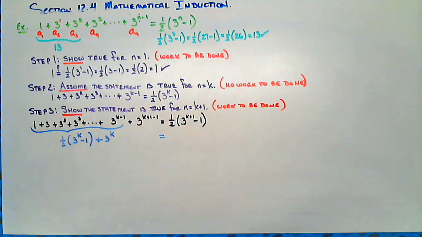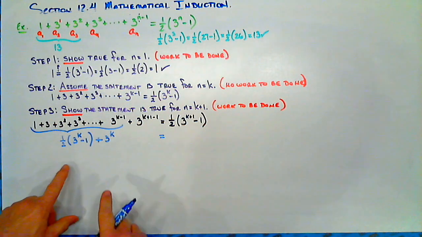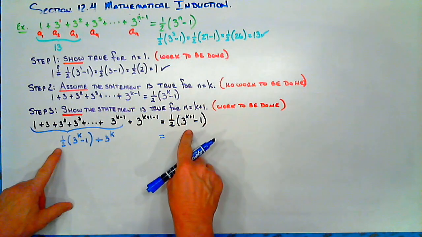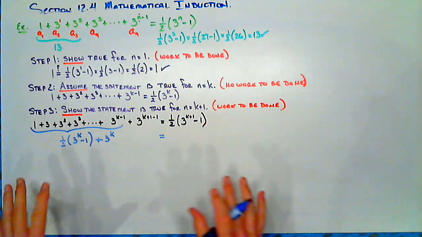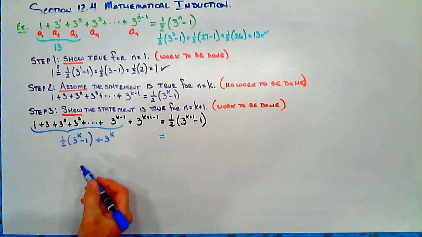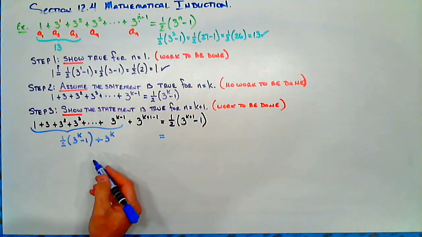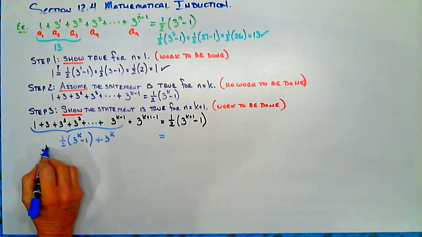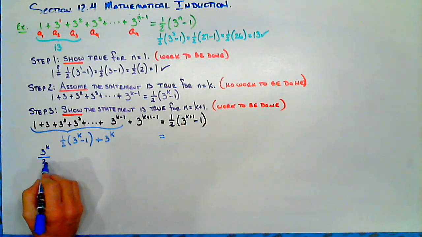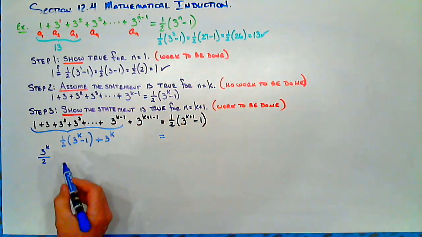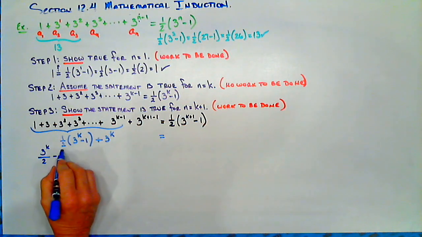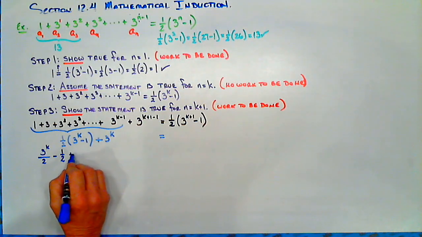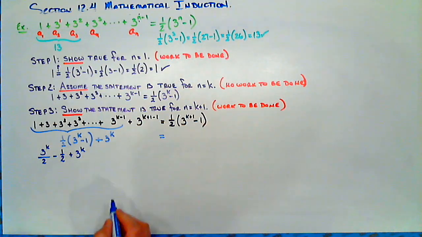So how are we going to do that? What are we going to do over here that's going to help us move from this side to this side? Well, let's see what this looks like if we distribute the half. We would have 1/2 times 3 to the k. That would be 3 to the k divided by 2, wouldn't it? What's 1/2 times negative 1? That would be minus 1/2. And what do we have here? We have plus 3 to the k.